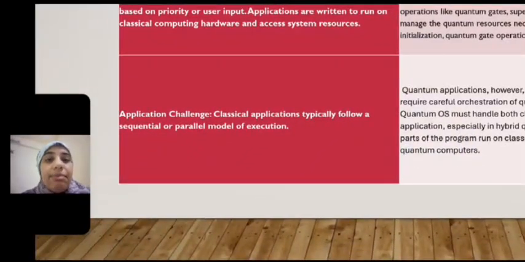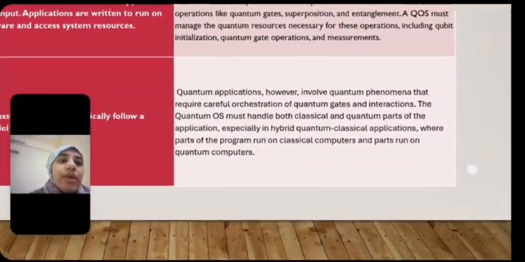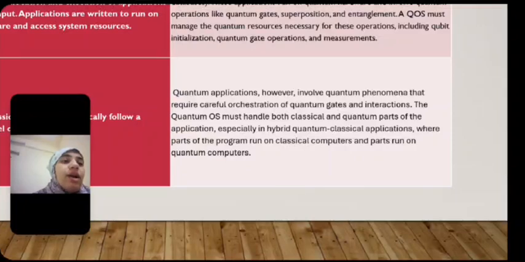And let's go and see about the challenges. So in the classical one, the application typically follows a sequential and parallel mode of execution. But quantum applications, however, involve quantum phenomena that require careful orchestration of quantum gates and interactions.